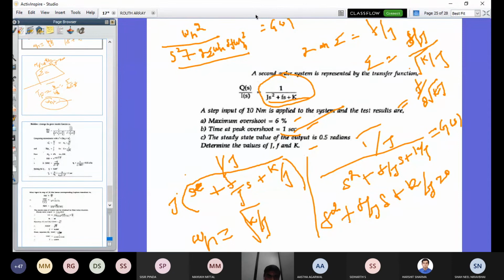So in the problem itself it is given Q of S by I of S. What is Q of S? What is I of S? Q of S by I of S is the transfer function: I of S is called the input, Q of S is called the output. The transfer function is 1 by Js square plus f of s plus k. Correct. What is I of s now?